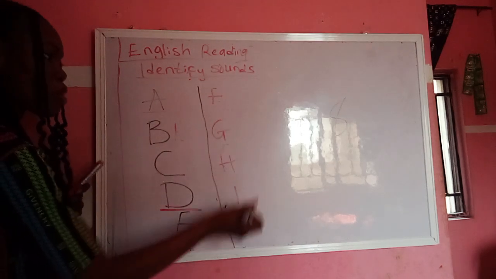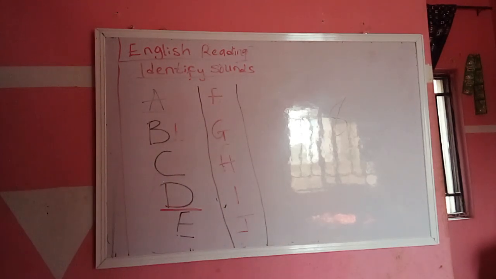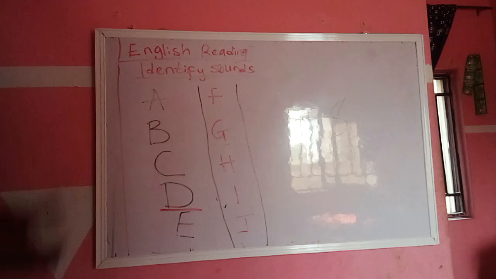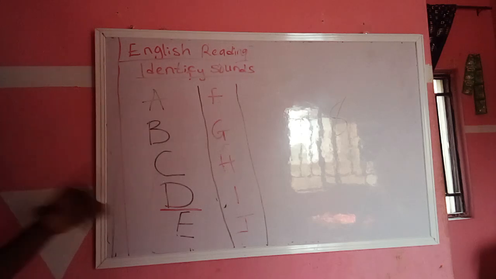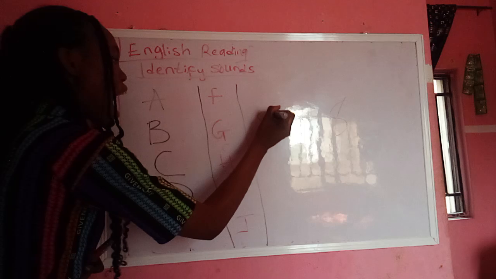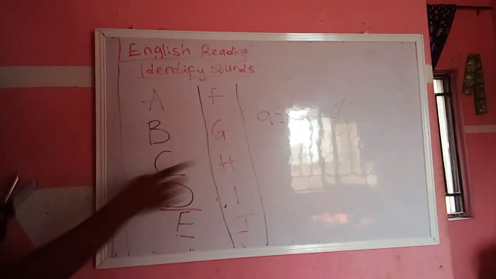I want us to be familiar with the pronunciations, because if you don't know how to pronounce these words, it will be difficult for you to read. Because if you continue calling this A, you will not be able to read words. But if you know that A is what? You will be able to call this word art. Art. Can you see it?